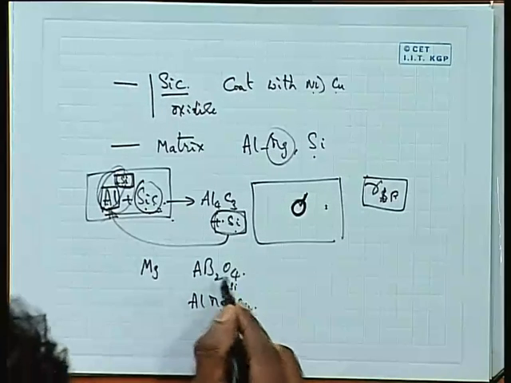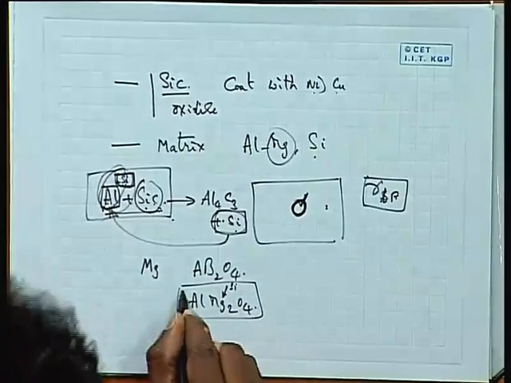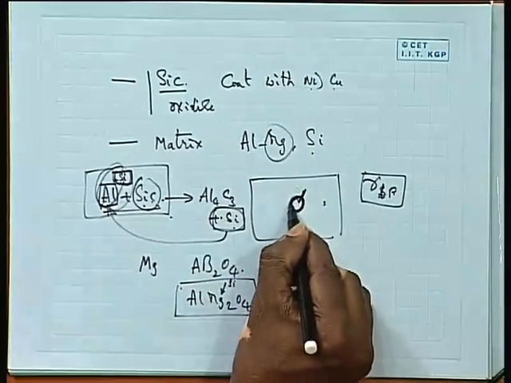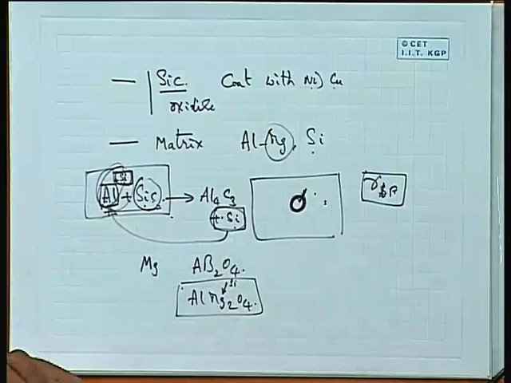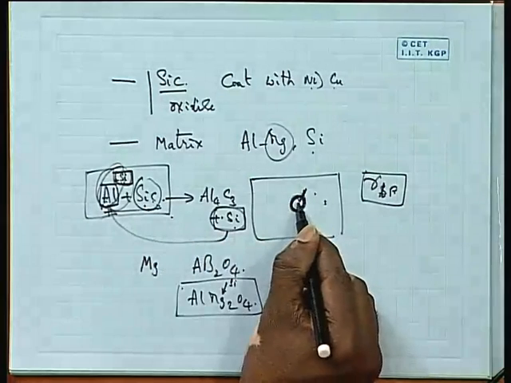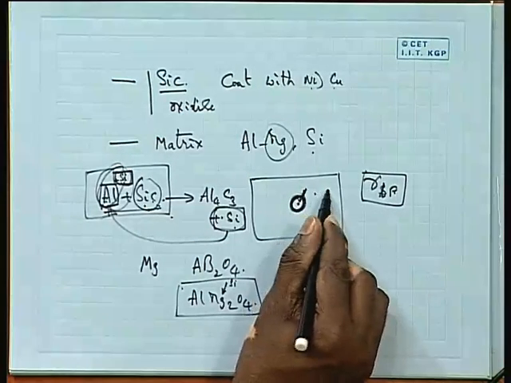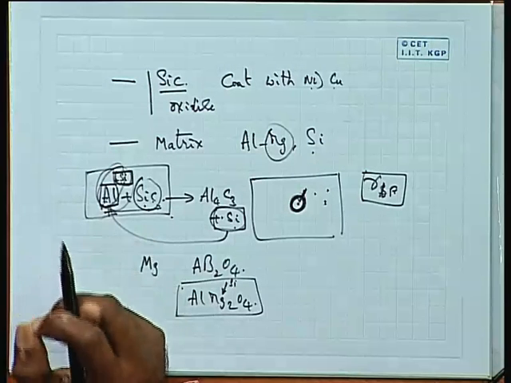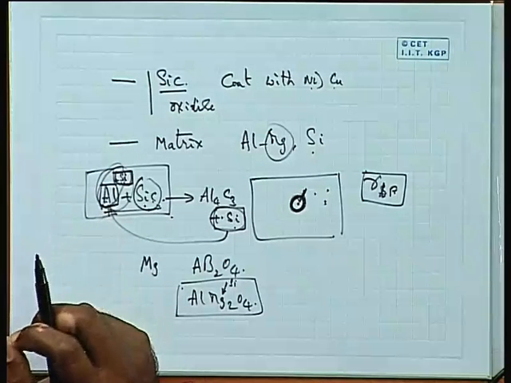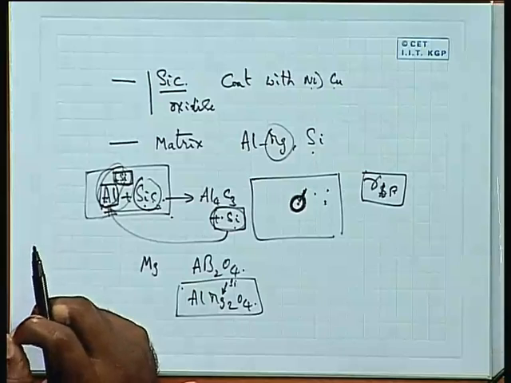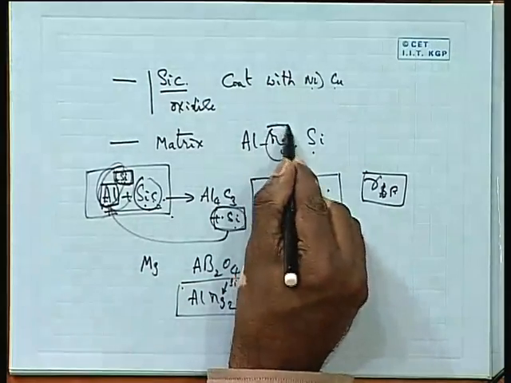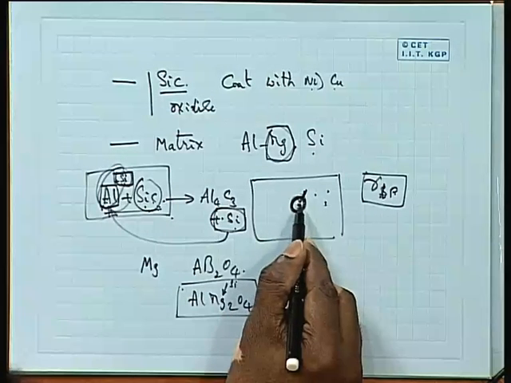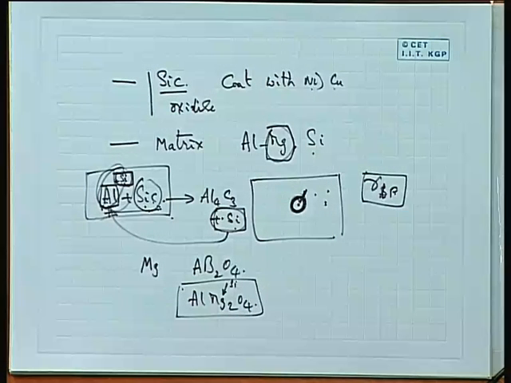So, what happens is the moment there is magnesium, this compound forms at the interface between the silicon carbide and the matrix, and then prevents the reaction of the silicon carbide with the matrix, and the formation of the brittle Al4C3 phase can be avoided. So, as a result, magnesium helps in improving the wettability of the liquid with the silicon carbide.